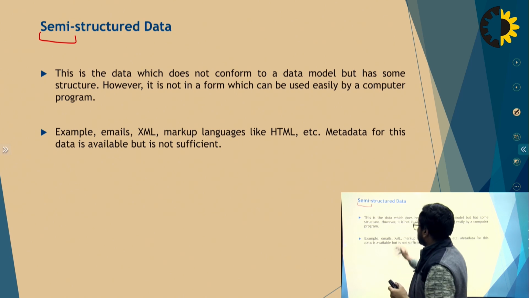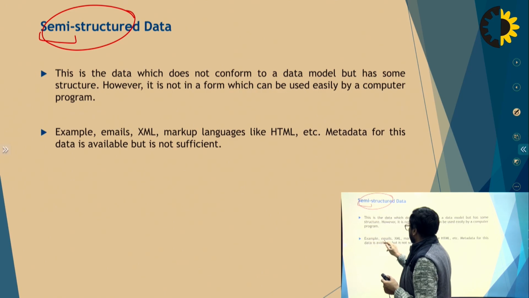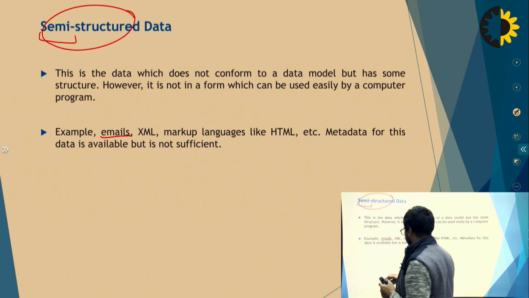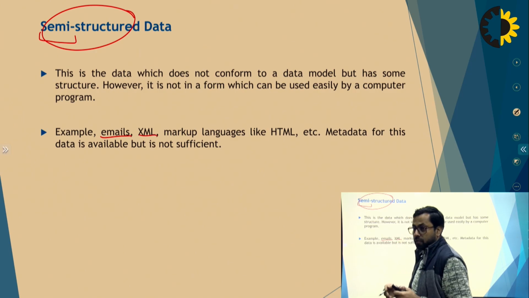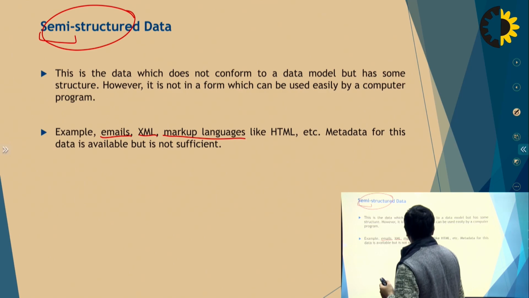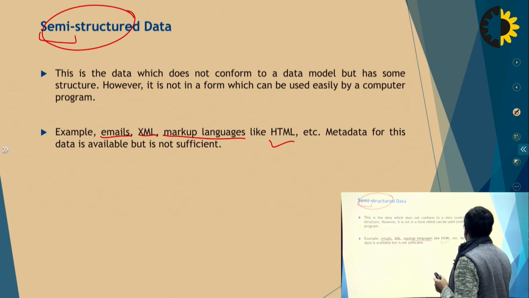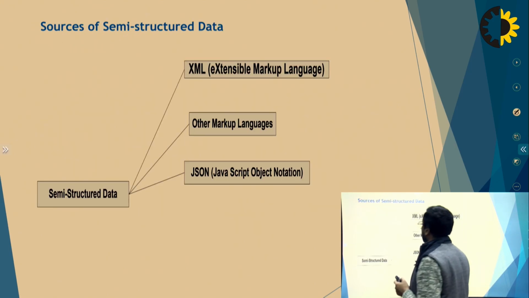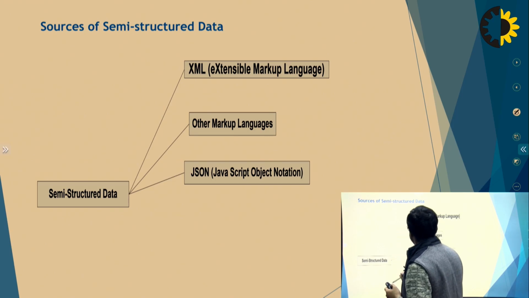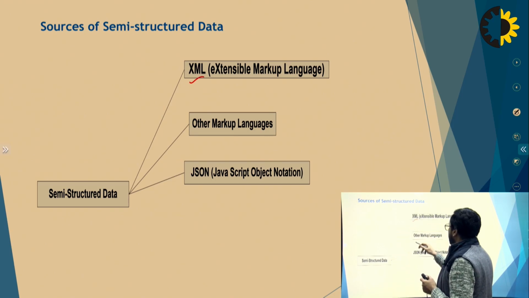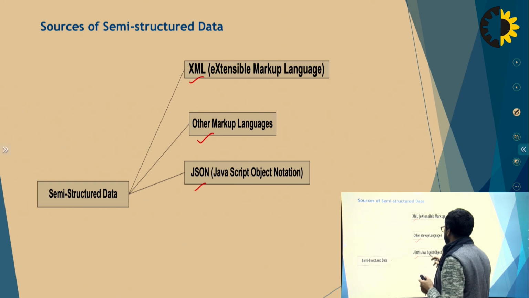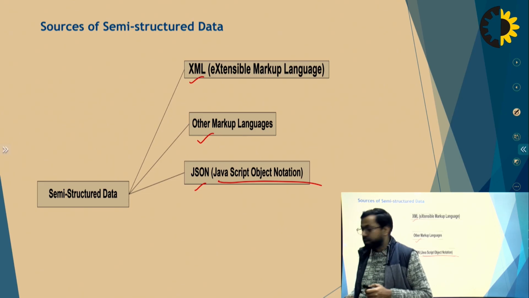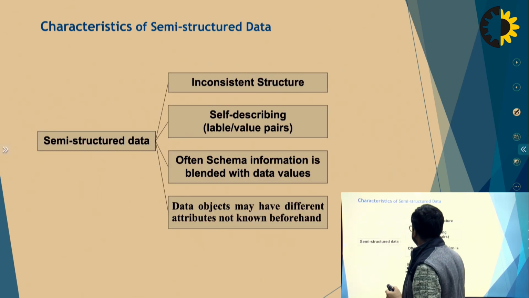What are examples of semi-structured data? The examples are email, where we do email processing, XML files, and HTML files on the internet, which are part of markup languages, and metadata based on social media activities. As sources of semi-structured data, we will discuss XML files, other markup languages, and JSON, the JavaScript Object Notation, which are part of semi-structured data formations.